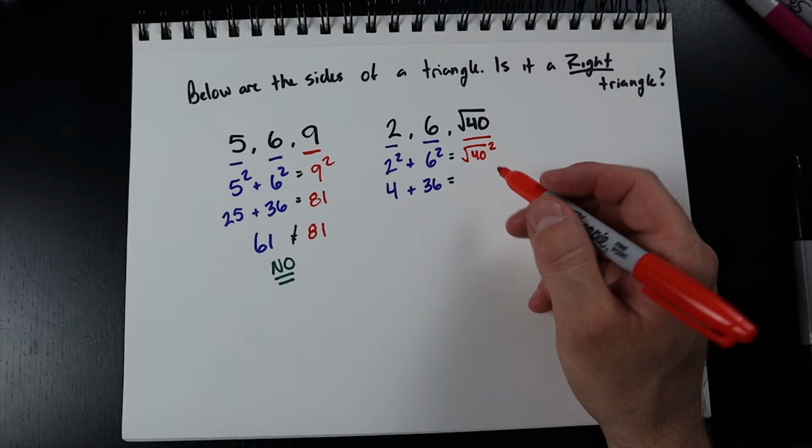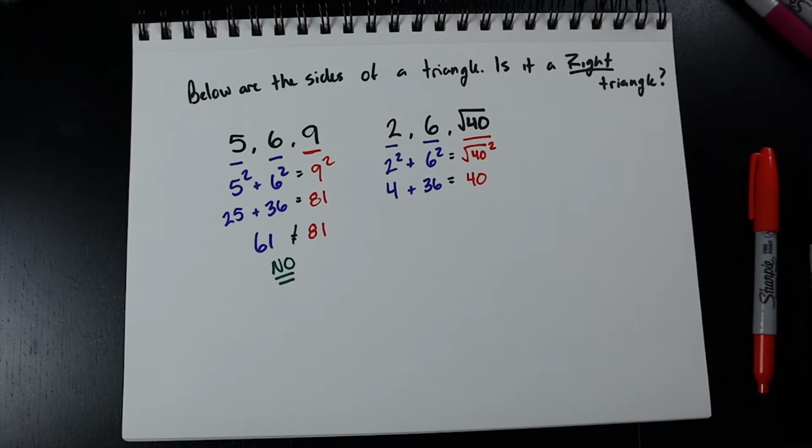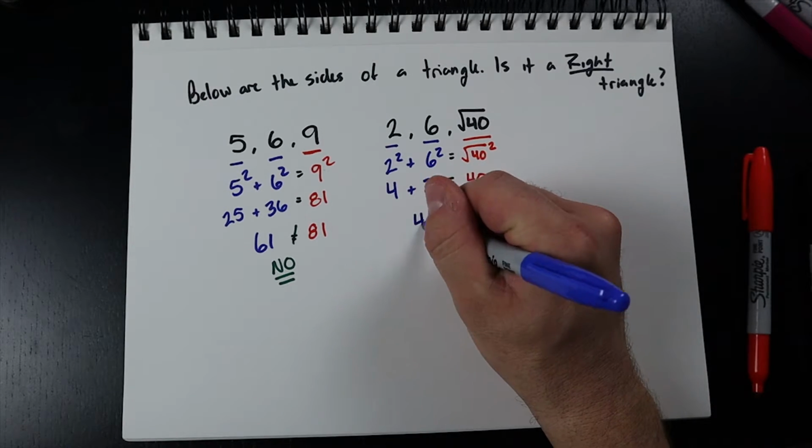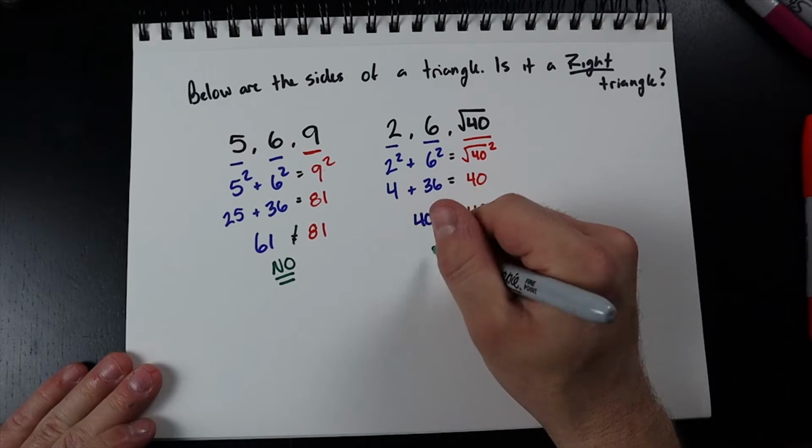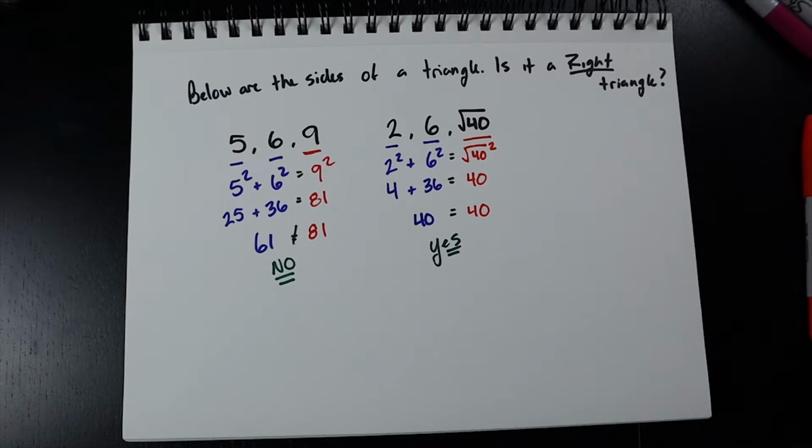Here's the thing. Squaring and square roots are inverse operations, or in other words, they're opposites of each other. They cancel each other out. When you square the square root of 40, the two operations cancel out, and we are left with just 40, no change. When we finish our equation, the result is that 40 is equal to 40. That equation is true, which means that these three side lengths do make a right triangle.